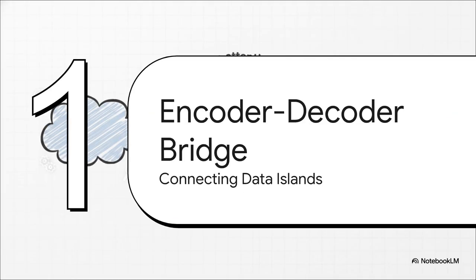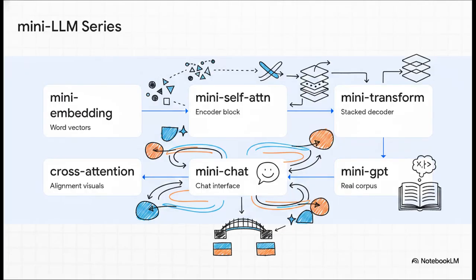Section 1. The encoder-decoder bridge. Connecting data islands. To really wrap our heads around cross-attention, picture a literal bridge. It's a bridge connecting two completely separate data islands, the input data and the output data.